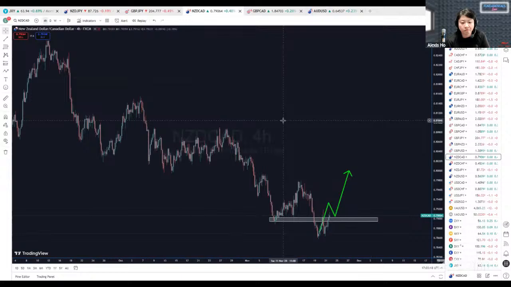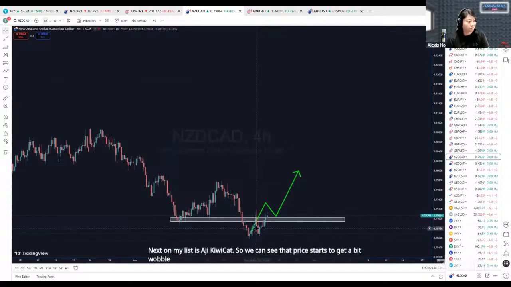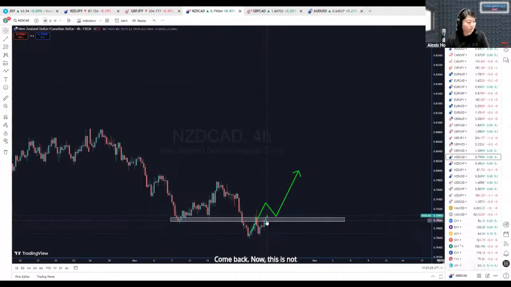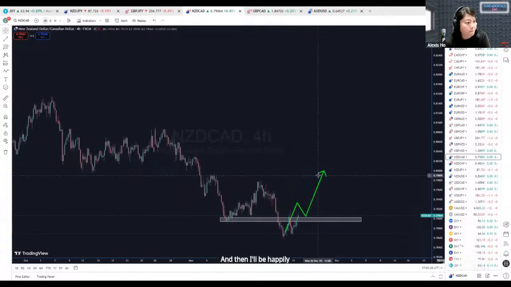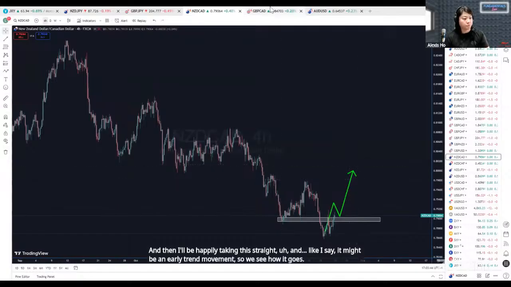Next on my list is actually Kiwi Cat. So you can see that price starts to get a bit wobbly. What I'm waiting for price to do is actually to break this level and come back. Now, this is not a very clean looking price action. It does not give me enough conviction. So I want to see price break, come back for a retest, and then I'll be happily taking this trade. Like I said, it might be an early trend movement. So we see how it goes.